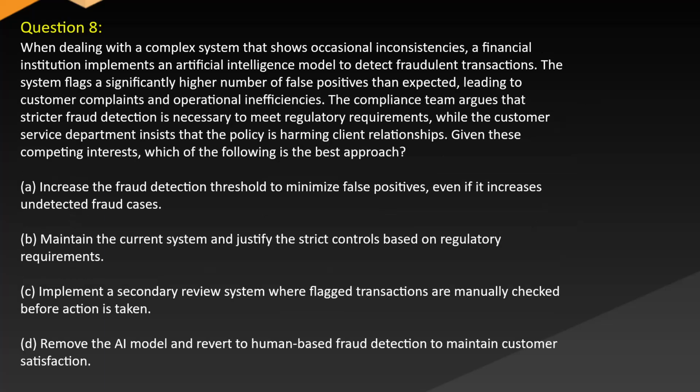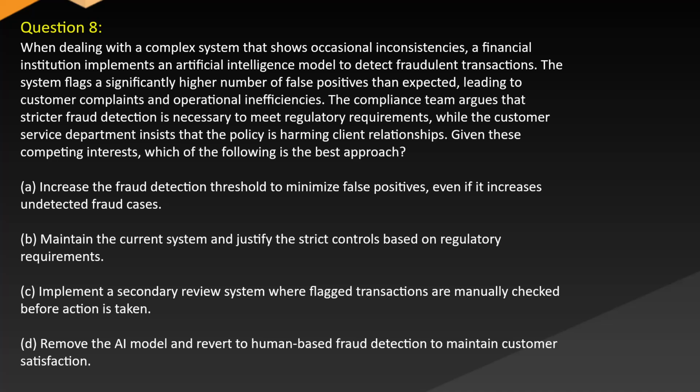Question 8. When dealing with a complex system that shows occasional inconsistencies, a financial institution implements an artificial intelligence model to detect fraudulent transactions. The system flags a significantly higher number of false positives than expected, leading to customer complaints and operational inefficiencies. The compliance team argues that stricter fraud detection is necessary to meet regulatory requirements, while the customer service department insists that the policy is harming client relationships. Given these competing interests, which of the following is the best approach?